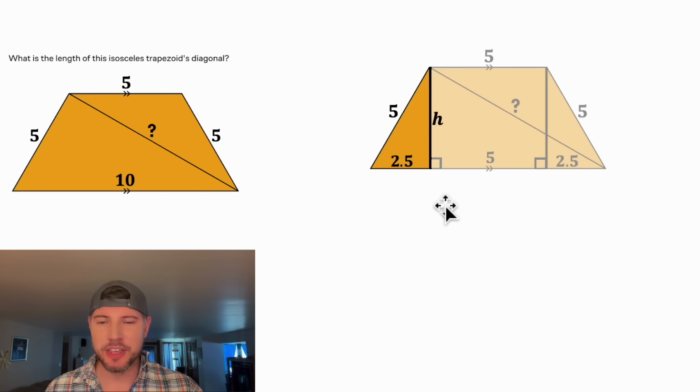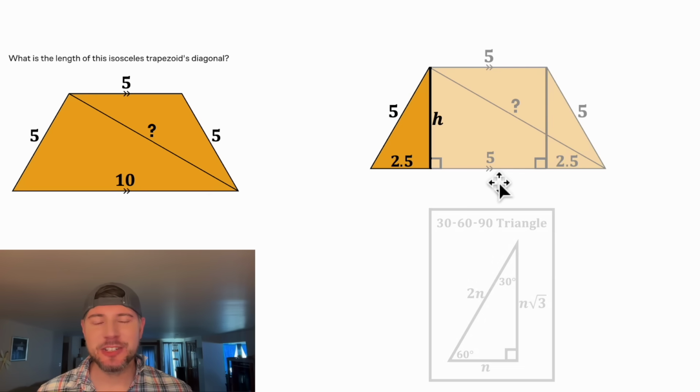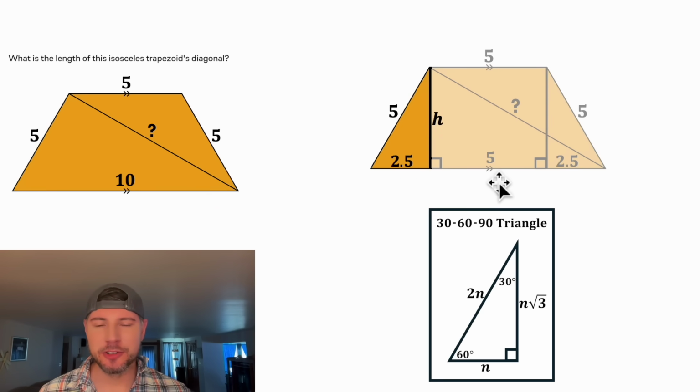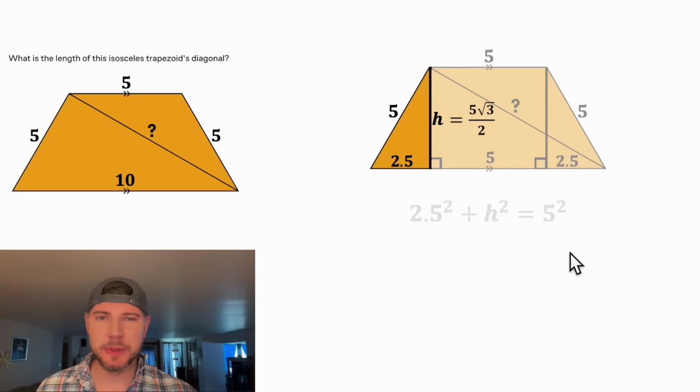We can focus on this right triangle. This is a special right triangle. Since the shortest side is half of the hypotenuse, this is a 30, 60, 90 triangle. And using these notes for 30, 60, 90 triangles, right away we can see that this h is equal to 2.5 times square root of 3. Or in other words, 5 root 3 over 2. In case you didn't recognize the 30, 60, 90 triangle, we can also use Pythagorean theorem.